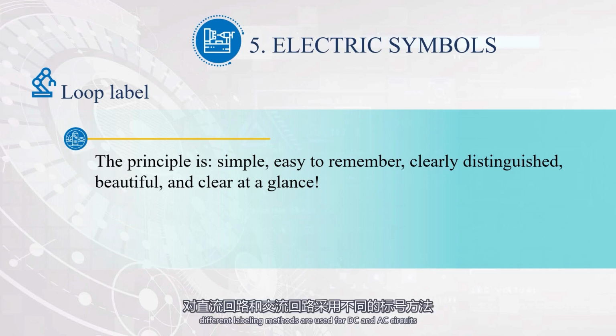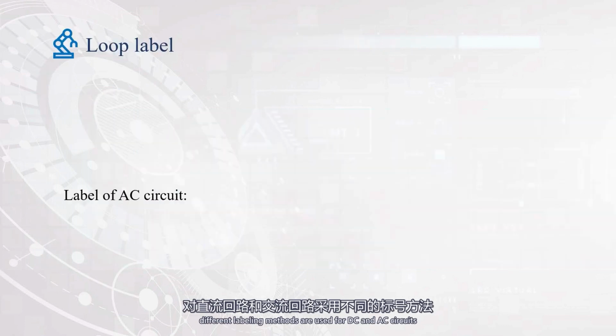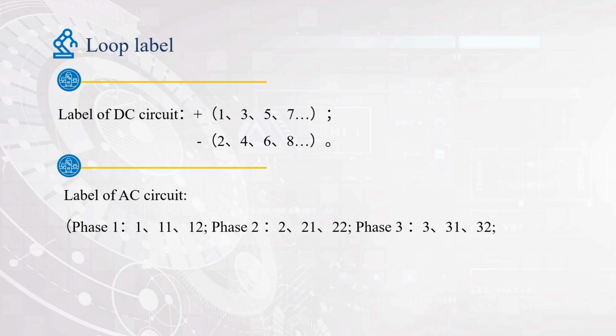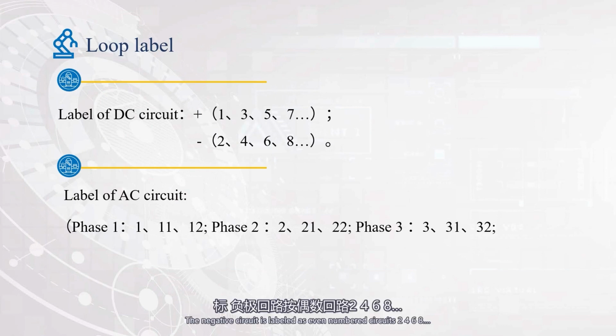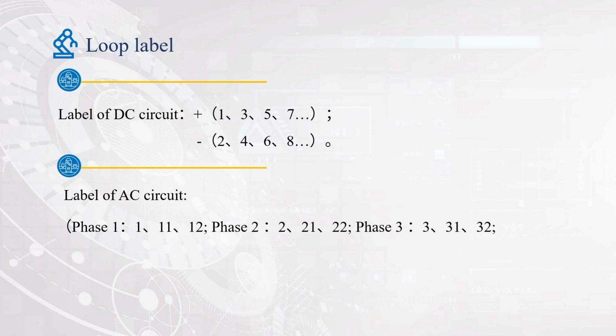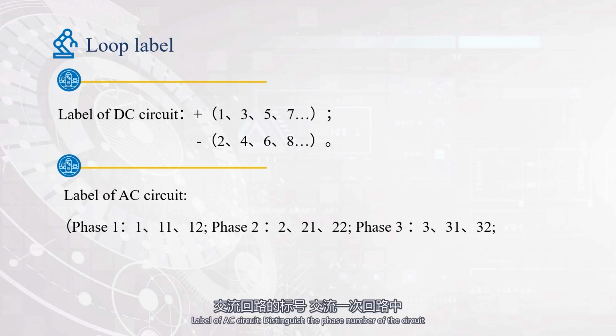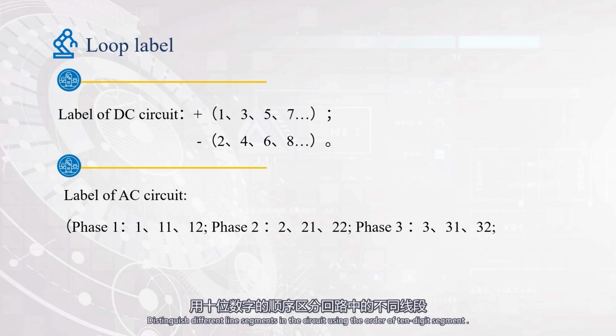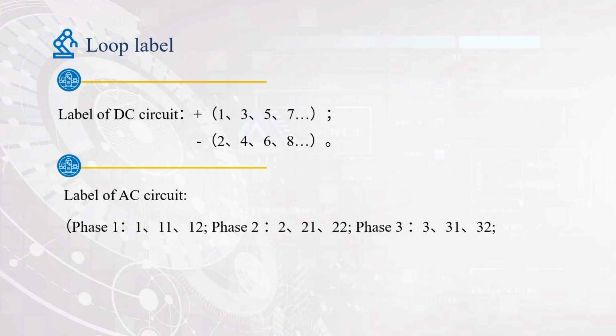For the sake of clarity, different labeling methods are used for DC and AC circuits, with the labeling of the positive circuit in odd order, 1, 3, 5, 7. The negative circuit is labeled as even-numbered circuits, 2, 4, 6, 8. For labeling of AC circuits, distinguish the phase number of the circuit in the order of single digits in the AC primary circuit. Distinguish different line segments in the circuit using the order of tens digits. For example, if the first phase is labeled as 1, 11, or 12, the second phase is labeled as 2, 21, 22, the third phase is labeled as 3, 31, 32.